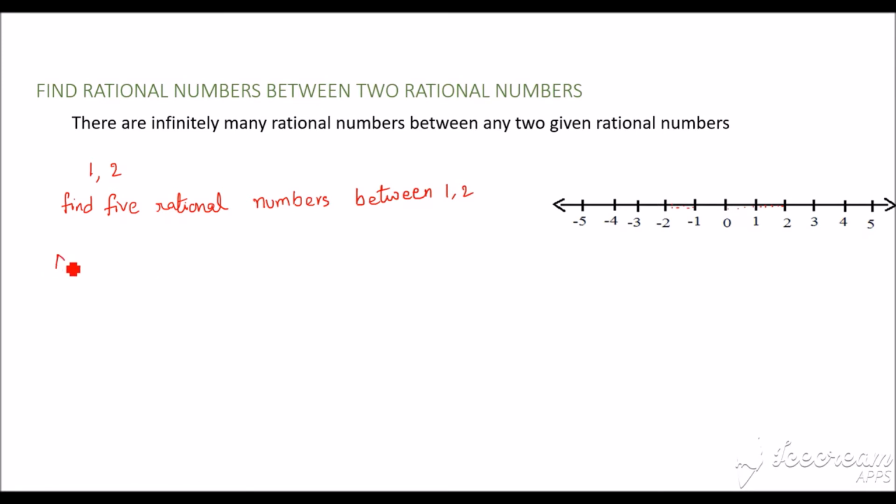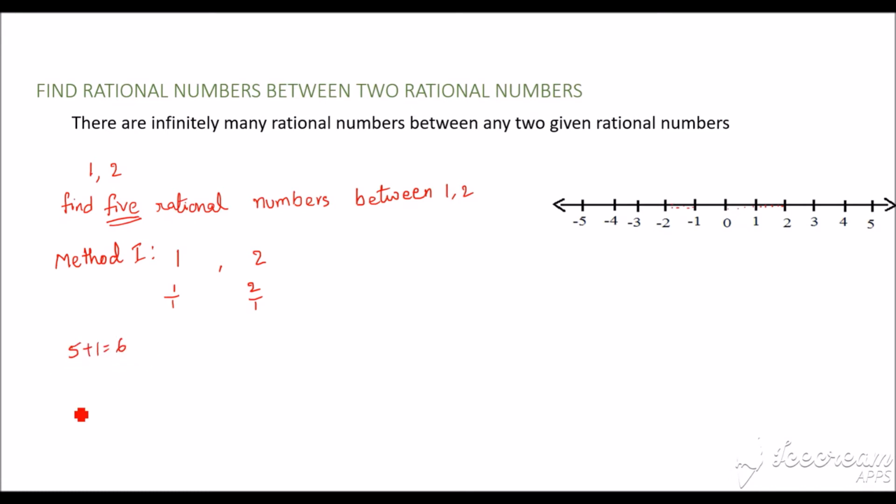So here there are two methods. Here we'll see both. First I am telling method 1. 1 and 2 are rational numbers, so I can write them in the form of p by q. That is 1 by 1 and 2 by 1. We need to find 5 rational numbers.